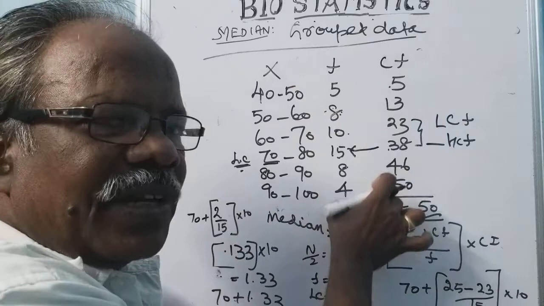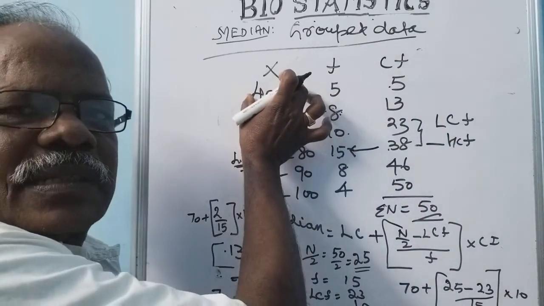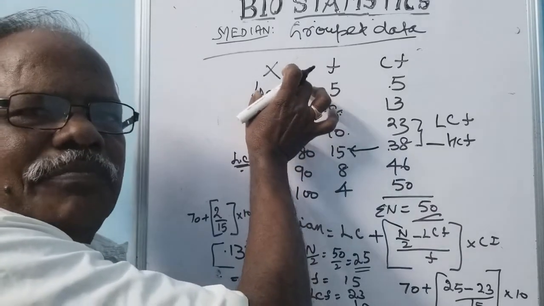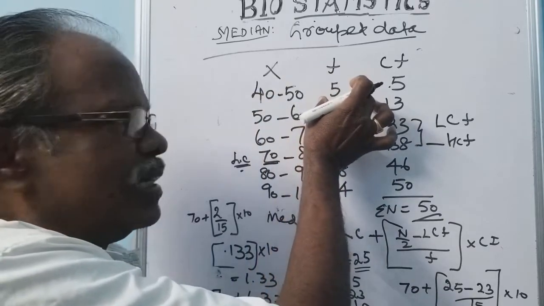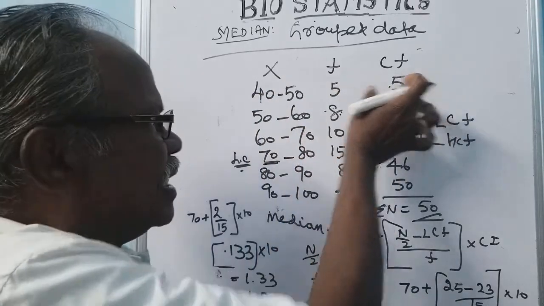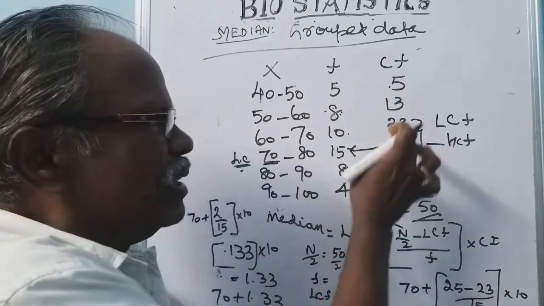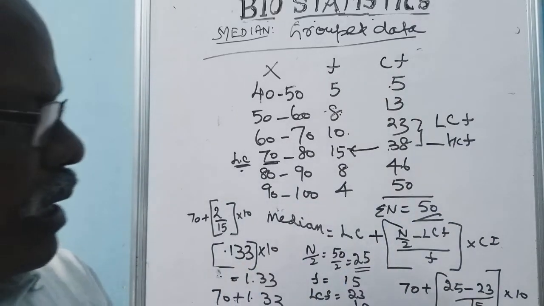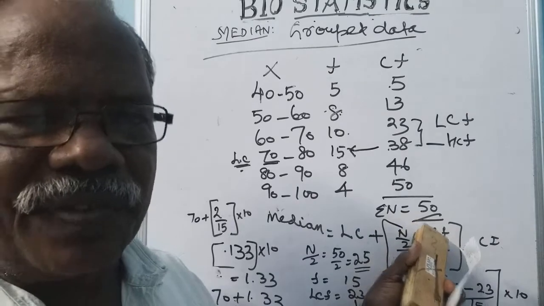Then we have to write the frequency. Frequency means how many times this data represents. For example, fish weighing 40 to 50 grams, how many fishes? 5 fishes. So the cumulative is 5. Then 50 to 60 grams weighing fishes coming to 8. So 8 plus 5, 13 cumulative frequency, like that we have to write. Then the total cumulative frequency comes to 50.